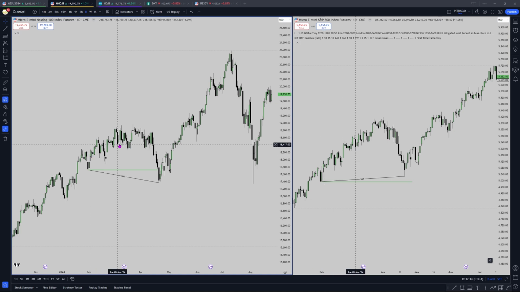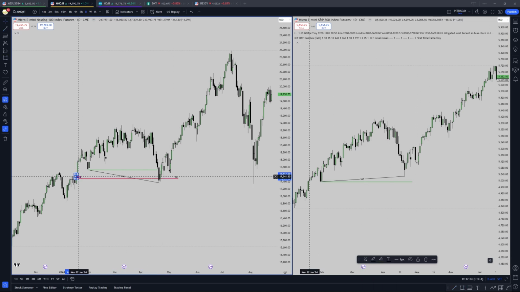So we have an accumulation. So there has to be logic behind the SMT as well. You can't take any SMT without logic. So the logic being, we have an accumulation, we manipulate into this order block down here on the daily, and we also have this fair value gap right here.